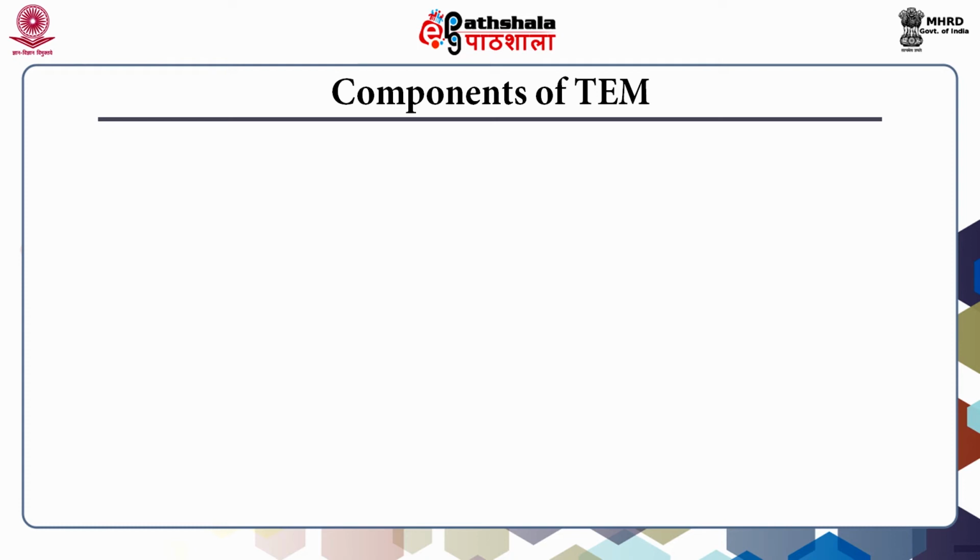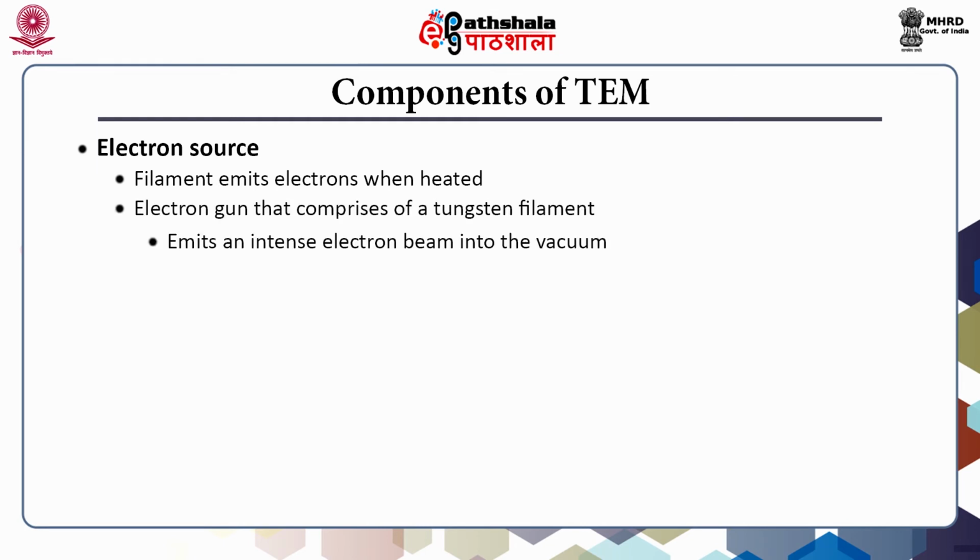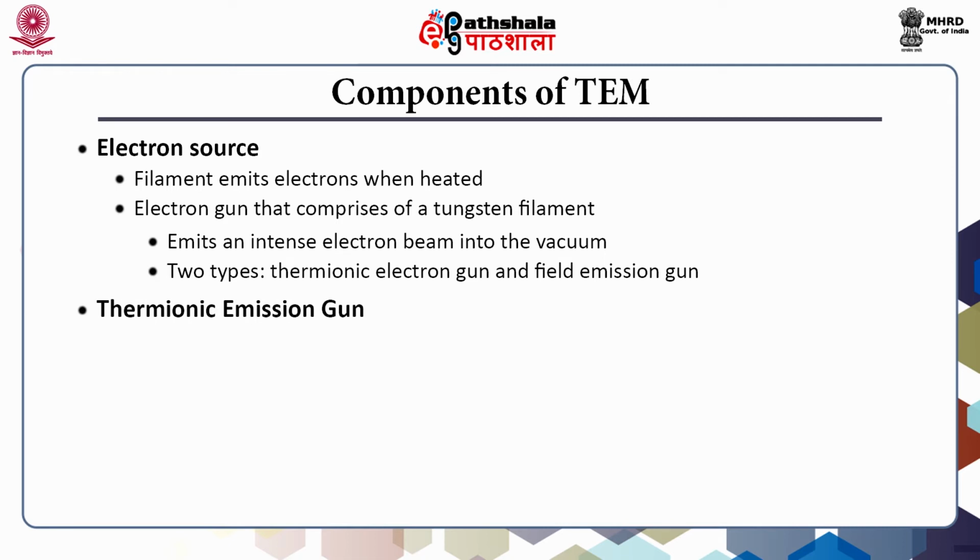As stated earlier, the electron source is one of the very important components of the transmission electron microscope. It works as a source of electrons. Filaments when heated can generate electrons. The electron gun emits an intense electron beam into the vacuum. There are two types of electron guns, referred to as the thermionic electron gun and the field emission gun.